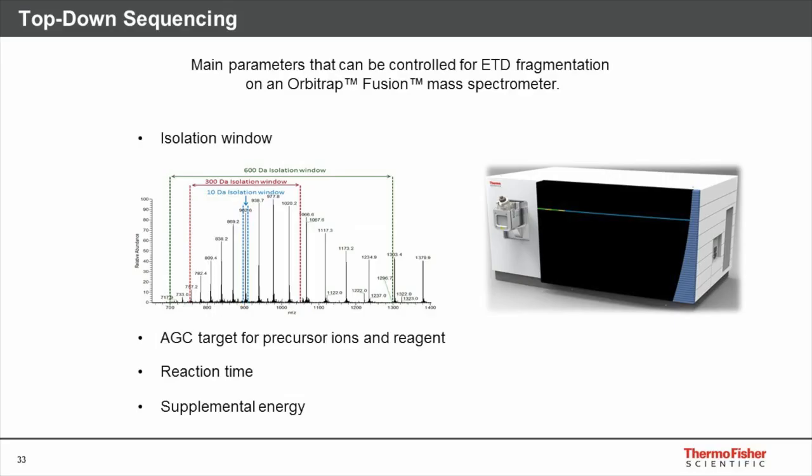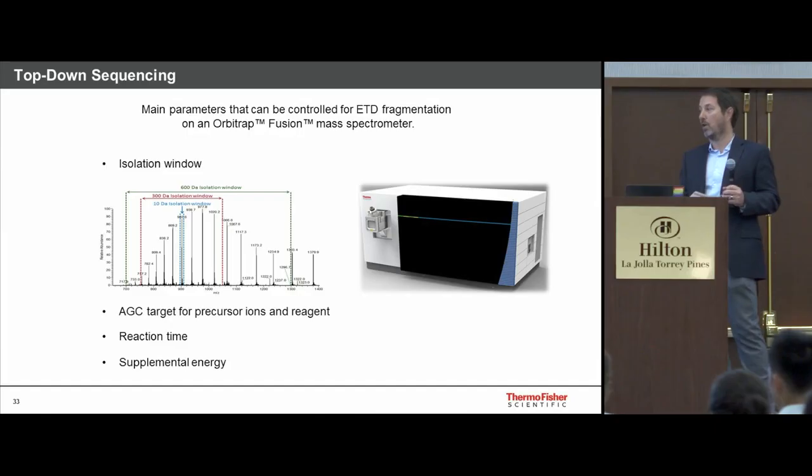And because it's an ion-ion reaction, what's important is how much of these two populations of ions you are going to mix. And in that case, we have an AGC target for the precursor and the reagent, so you are in full control. And also, the reaction time is important because the longer you let these two populations reacting together, the smaller pieces you will get. So you want to decide what's the best reaction time for the compound you are analyzing. And finally, you also have access to supplementary energy.